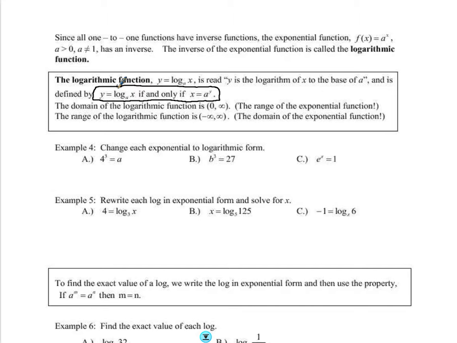The domain of a logarithmic function is 0 to infinity, which is the range of the exponential function. And vice versa, the range of the log function is the domain of the exponential function. So where I had a horizontal asymptote, now I have a vertical asymptote.